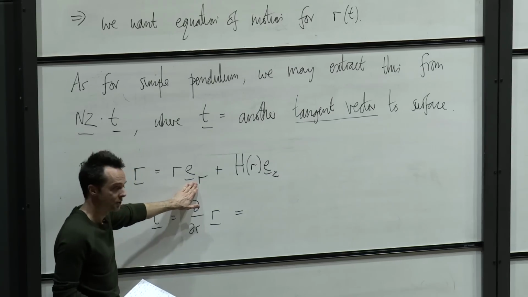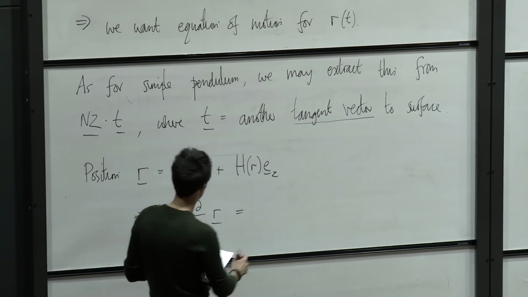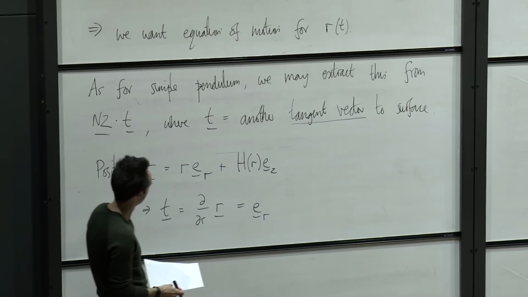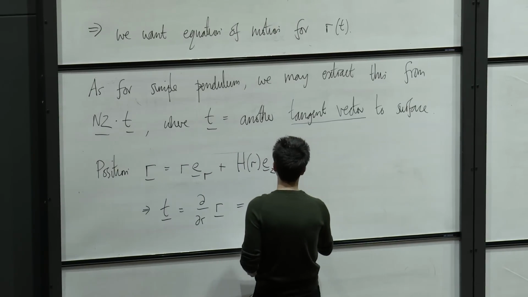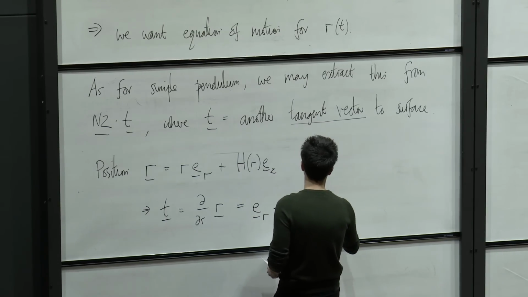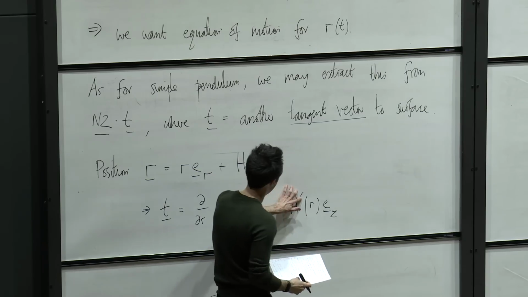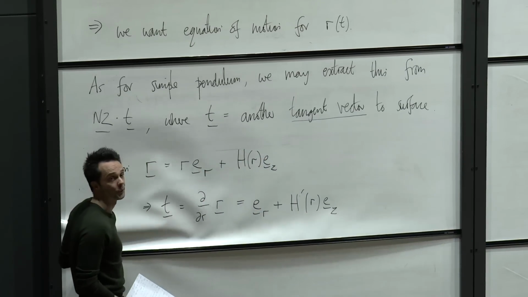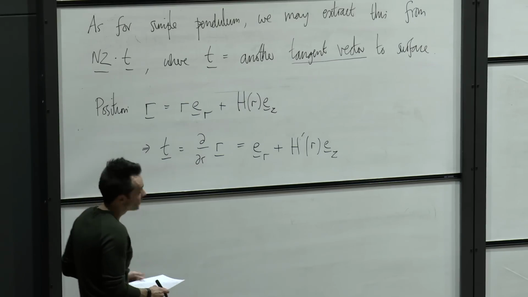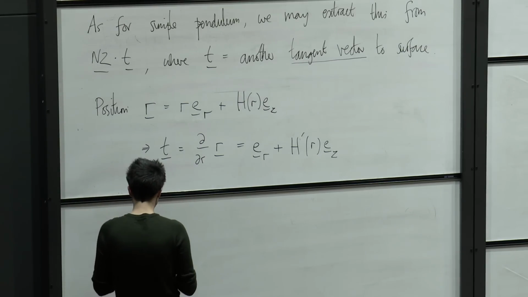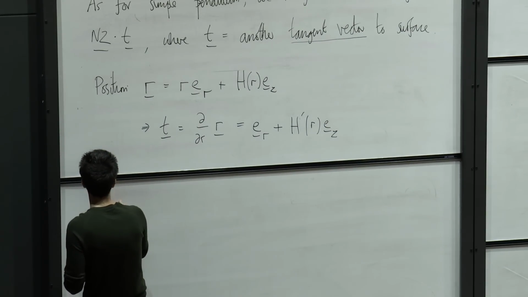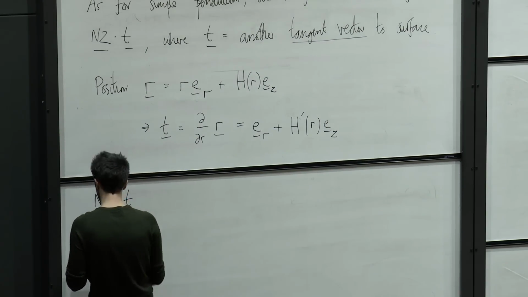So here, er is just a constant unit vector. And if I differentiate r with respect to r, I get 1. And then plus h dashed of r, ez. And here a dash will denote derivative with respect to the argument r. So that's another tangent vector to the surface. And so I can take Newton's second law again and dot it with this tangent vector t.